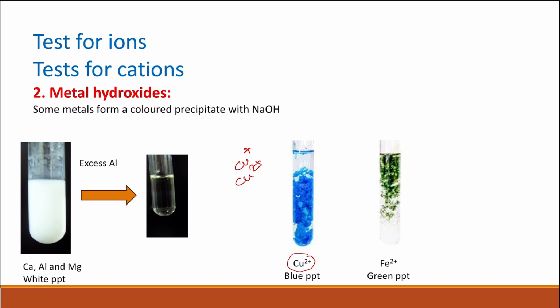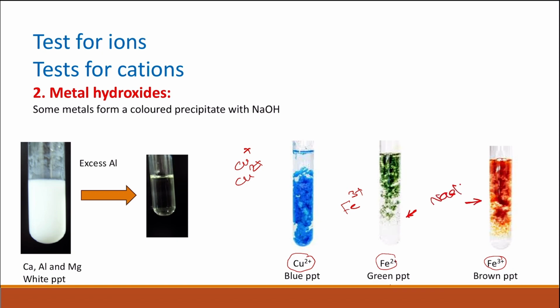Iron as well is another example of the transition metals, and iron has two different ions. We have iron 2 plus and also we have iron 3 plus. So if you have a salt of iron 2 plus and then you react this salt with sodium hydroxide solution, then it will give you a green precipitate. But if you have iron 3 plus, the different cation of iron, that will give you a brown precipitate. So you can distinguish between iron 2 plus and iron 3 plus by using sodium hydroxide and the formation of the distinctively colored precipitate.